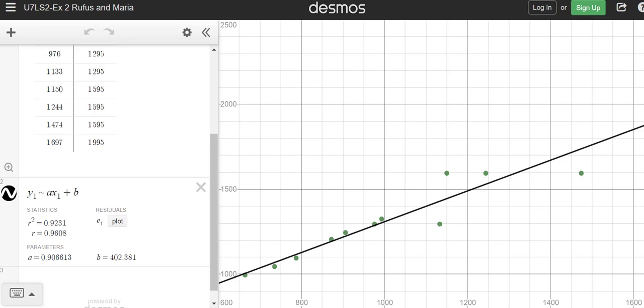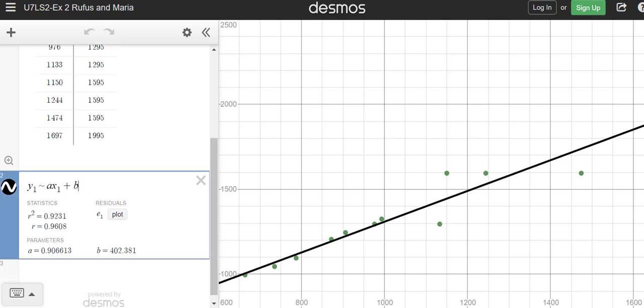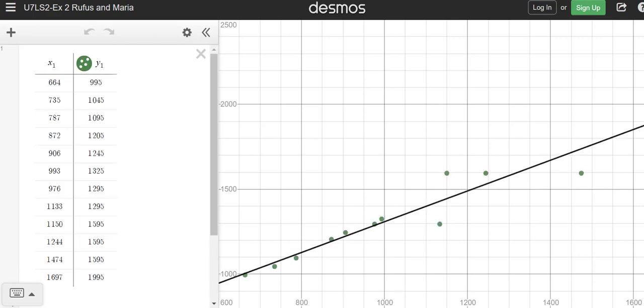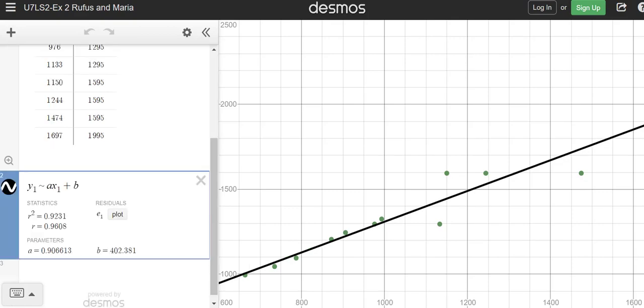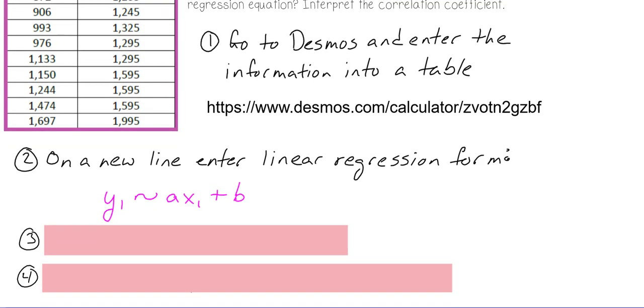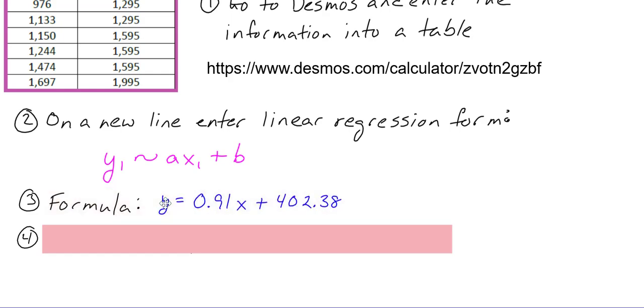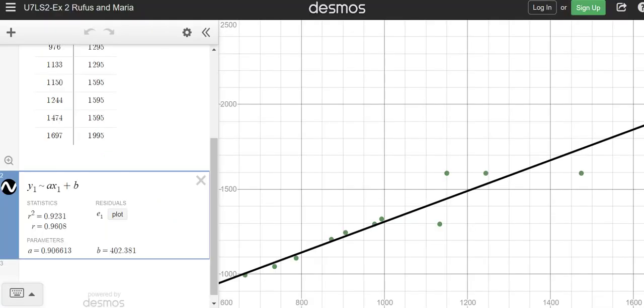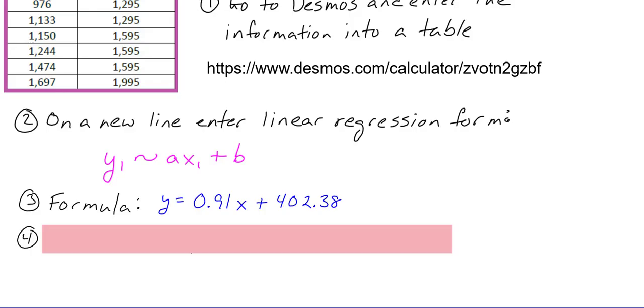So from here, we can take our A and our B amounts, place it in our linear regression formula, and get our line. So our formula would be y equals 0.91x plus 402.38. So notice what I did on the A equals 0.9066. I just rounded it up to 2 decimal positions.